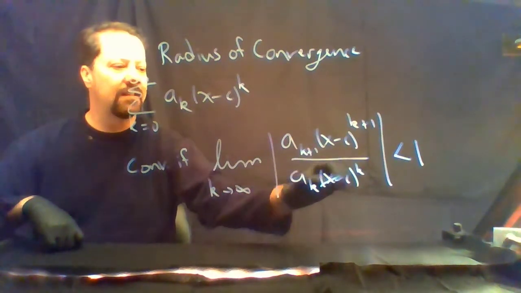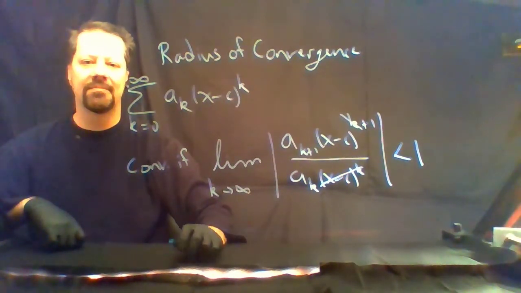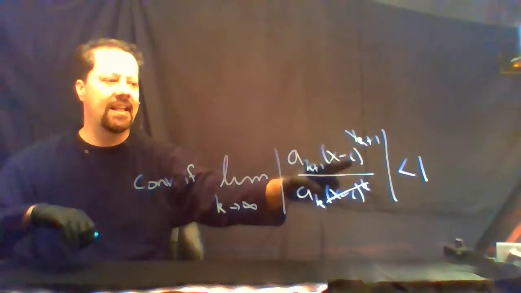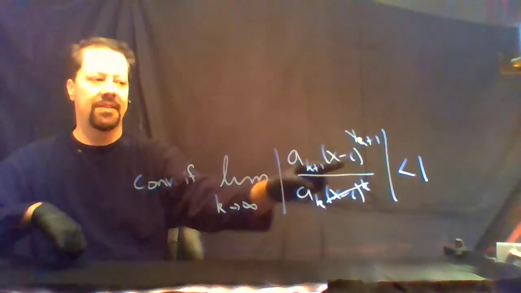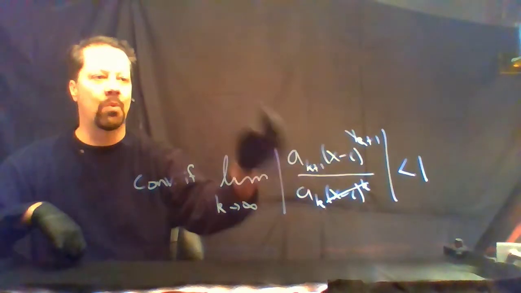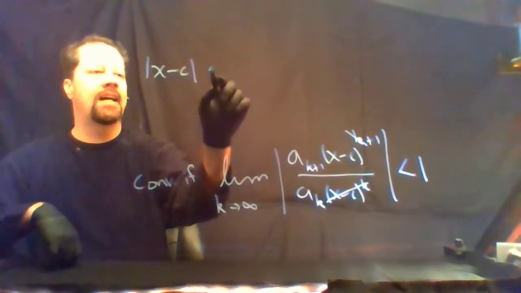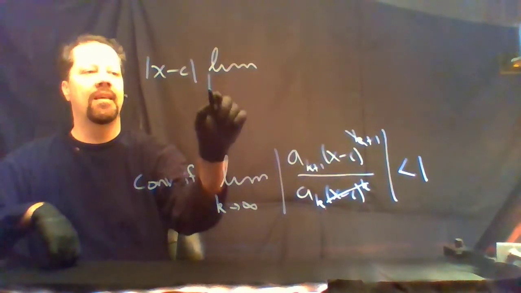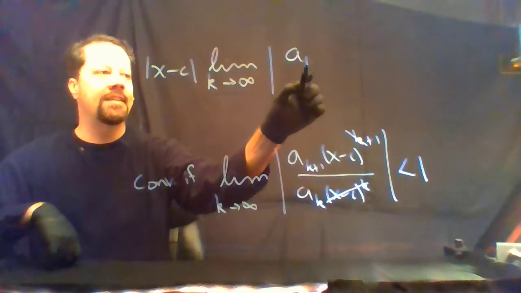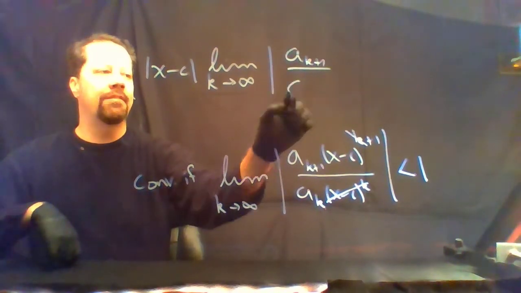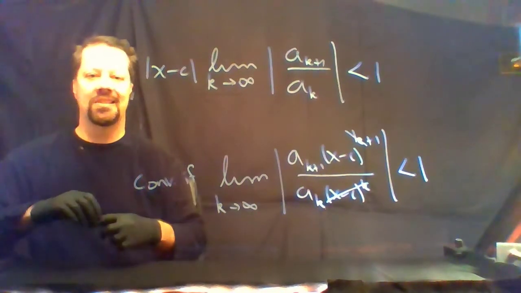Note that (x minus c) to the power k can be cancelled, numerator and denominator. Taking x minus c out of the limit, because it doesn't involve k anymore, we have the absolute value of x minus c times the limit as k goes to infinity of the absolute value of a sub k plus 1 divided by a sub k is less than 1.